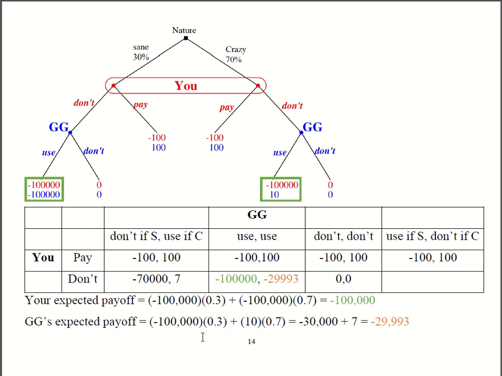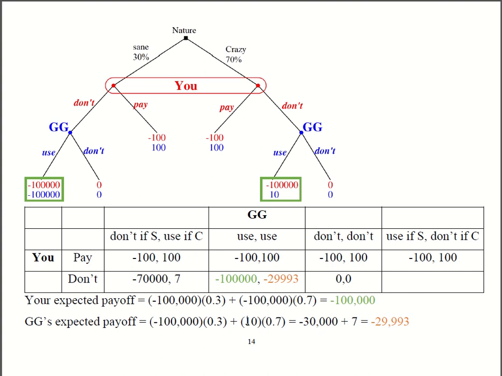The next part is we look at what does that strategy result in if grenade guy is crazy. We said that crazy grenade guy actually prefers to use the grenade, gets some payoff from that. So in that case, grenade guy's payoff is positive 10. So we weight that payoff of 10 by the probability of 0.7. 10 times 0.7 is 7.